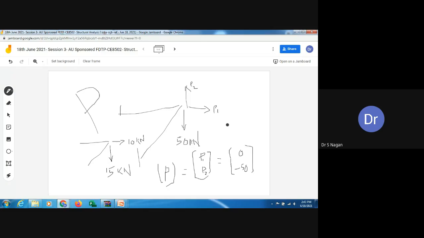We need not find the final element forces because for a truss, the member force is the axial force. We need only the force in the members. If you find this F matrix, that is enough. If you have two members, you'll be getting two values of force, F1 and F2. If you get F1 as positive, it indicates tensile. If you get negative, it indicates compressive. We'll be getting two values. If you get a positive value, it indicates tensile; negative means it is compressive.